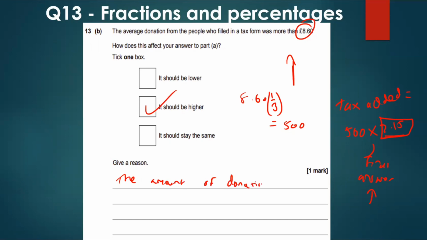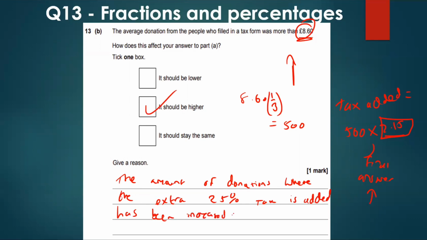So the amount of donations where the extra 25% tax is added. Well, if we're adding on a bigger extra because it's more than £8.60, the 25% that the government add is going to be more. So actually it's been increased, so the final answer is going to be bigger. I hope that makes sense.